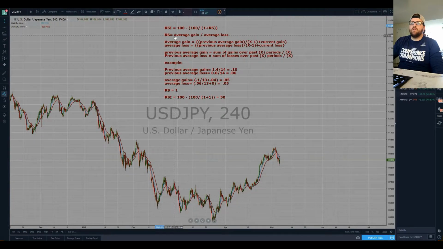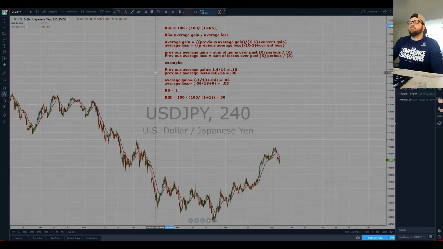RS, meaning relative strength, equals average gain divided by the average loss. 0.05 divided by 0.05 equals 1. So the RSI will be 100 minus 100 divided by 1 plus the relative strength being 1. 1 plus 1 equals 2, 100 divided by 2 equals 50. 100 minus 50 equals 50. So the RSI for this period will be 50.